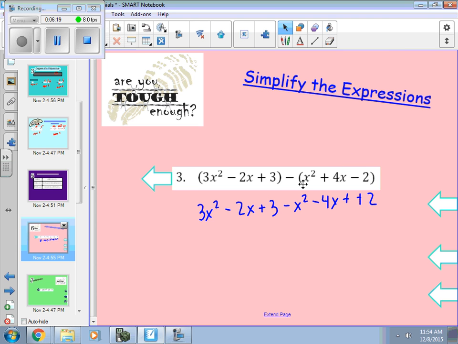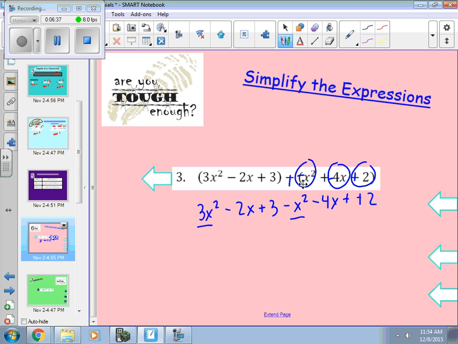So some people like doing it like this, where you change this to a plus and then you go through and change the sign on all these, and it ends up being the same thing, that this one's going to be negative, this is going to be negative, and this is positive. Okay, now we got to go through and add like terms together.